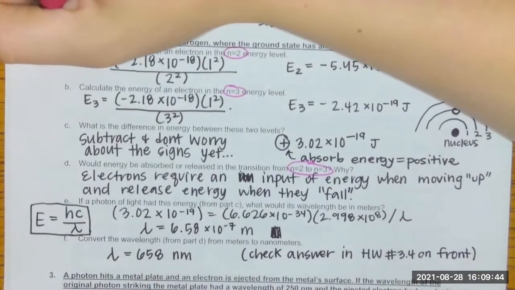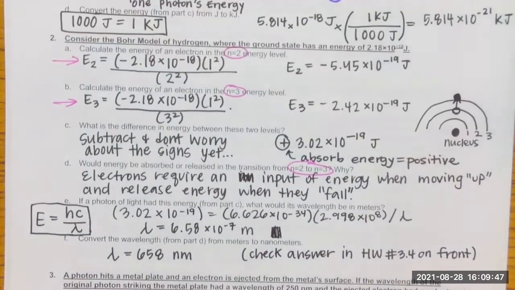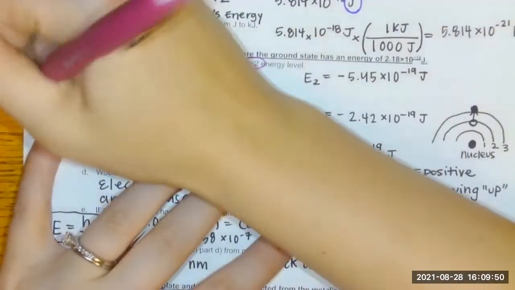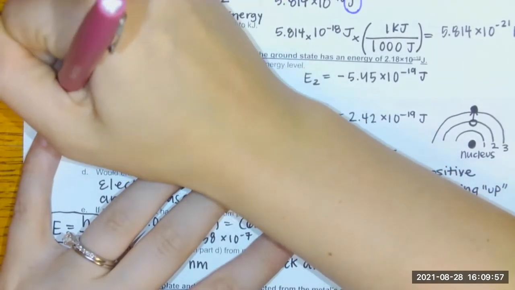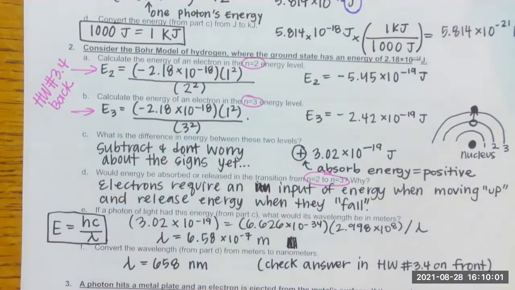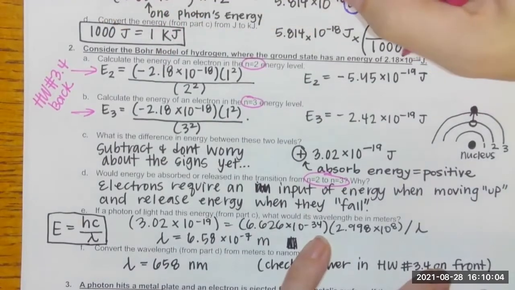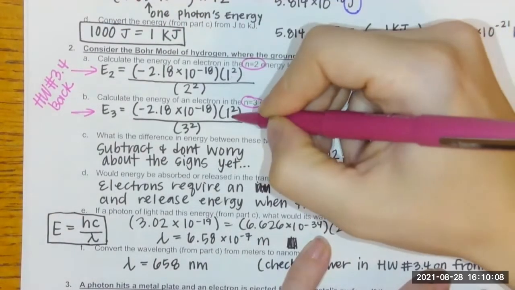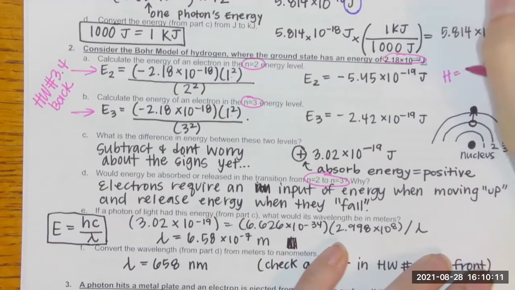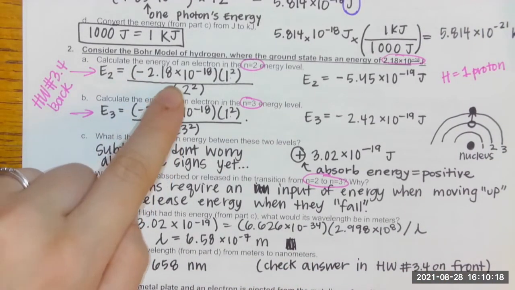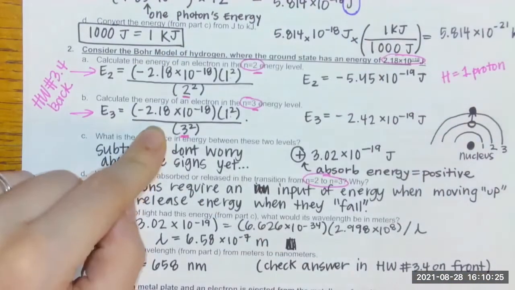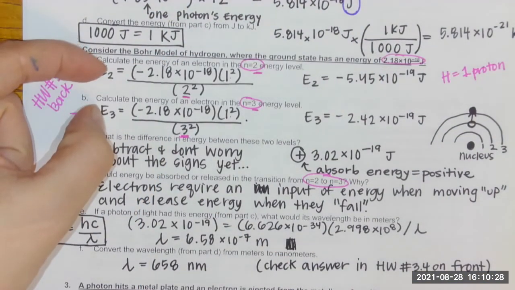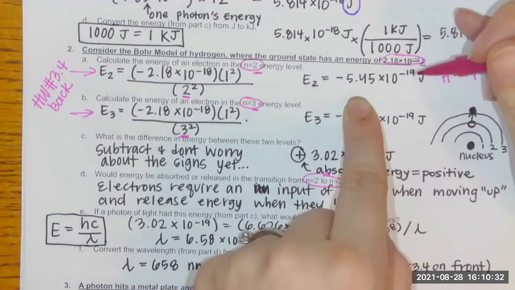After that, I used this equation and this equation. Those are the exact same. I got this equation from homework number 3.4 on the back side. This 2.18 number was given to me. The 1 and the 1 here are just the fact that hydrogen has only 1 proton in it. And the denominator squared is coming from the 2 here and the 3 there. So I plugged both of those into my calculator and I got 5.45 times 10 to the negative 19.